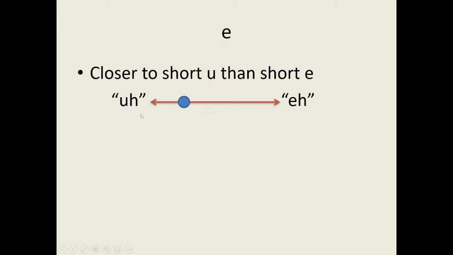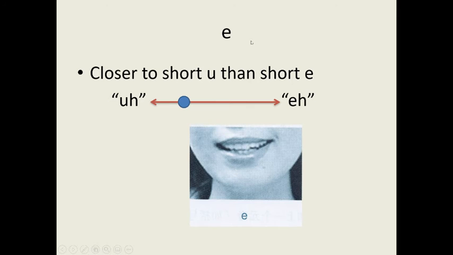E sounds closer to a short U than a short E sound, because in English we say short U and short E differently. To actually make the correct E sound in Mandarin, you're going to make a short O sound, aw, like in pot or octopus, aw.